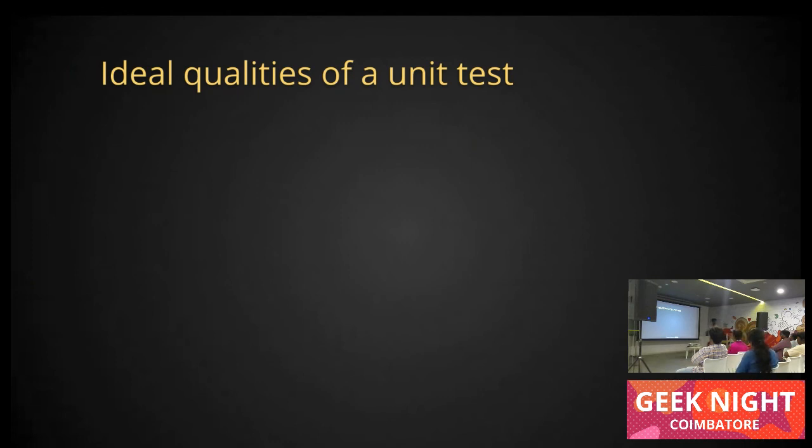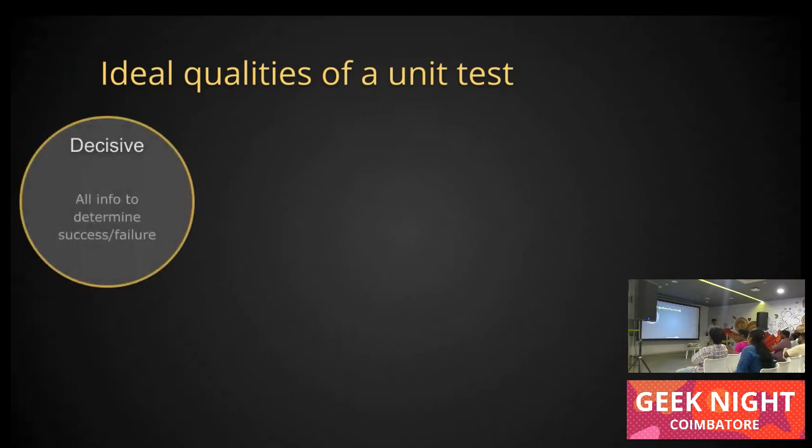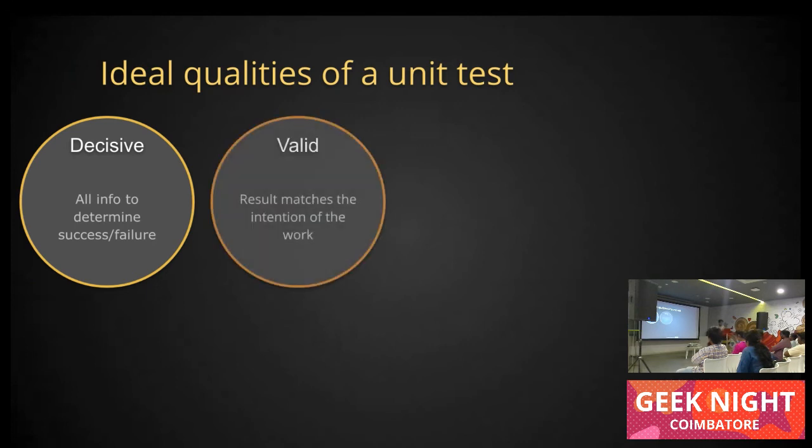Okay, now we will go through the ideal qualities of a unit test. So now we have written some tests and we have followed TDD, right? Let's see what qualities we need to have for one particular unit test. The first thing is it should be decisive. If you look at the code, it should have all the info needed to determine success or failure, right?